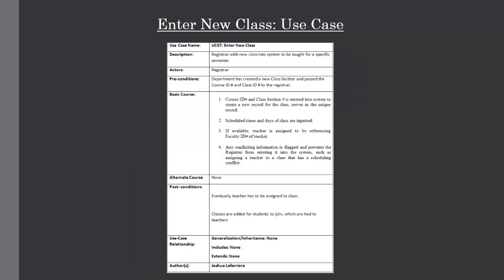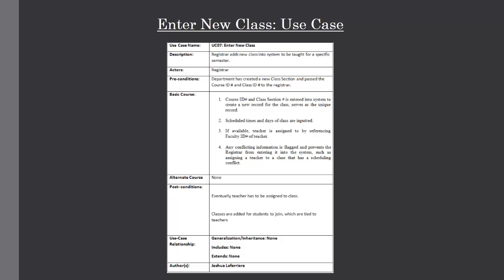Use case 7, enter a new class. With use case 7, we need a course ID and a class section number inputted. After that, the times and dates of class are inputted. There's a decision to make: are there teachers available to assign? In this situation, there is, so we'll assign a teacher to the class. Next, are there rooms available to assign? In this situation, there is, so we assign a room to the class.